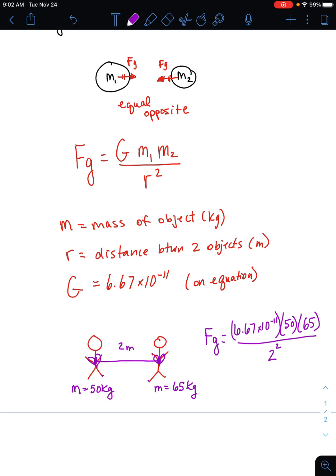What I'm going to type into my calculator right now is 6, then second, and it's right above the number 7. It's a capital E button. So 6.67 second E negative 11 times 50 times 65 and divide that whole thing by 4. And so I am going to get a really small number. That force of gravity between the two people is 5.4 times 10 to the negative 8th newtons.